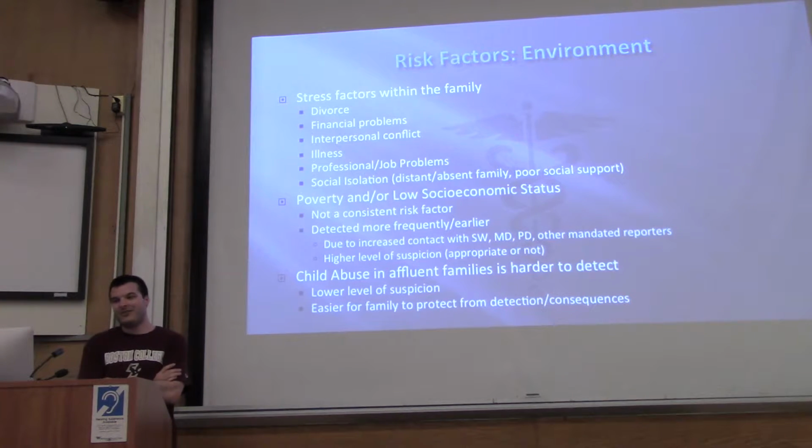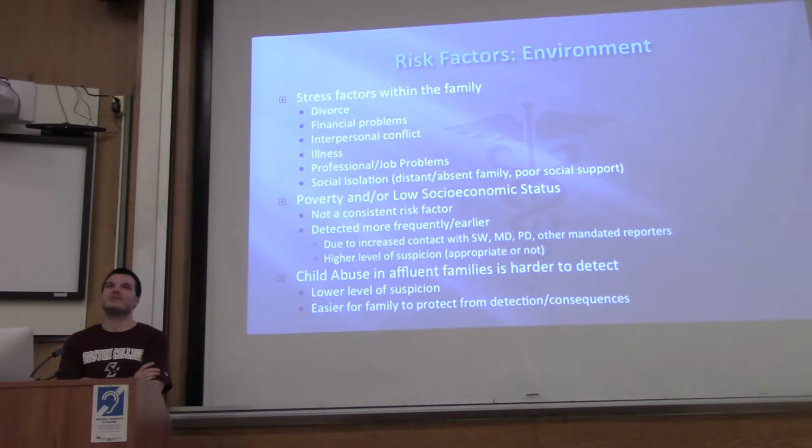Considering poverty and low socioeconomic status, it used to be thought that if they're poor, if they have low status, they're at increased risk of abuse. And they found that's not the case. Low socioeconomic status has pretty much the same rates of abuse and neglect as rich people. It's not a consistent risk factor in any of the studies that they've done.